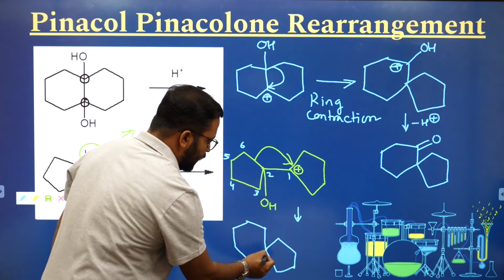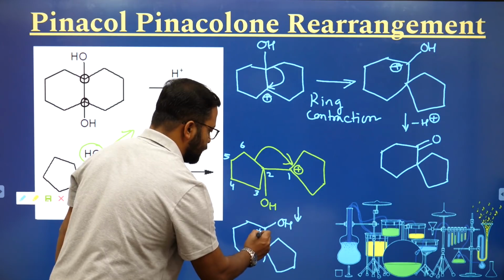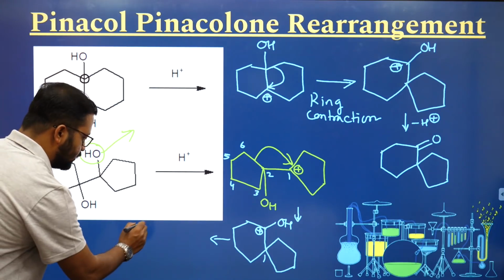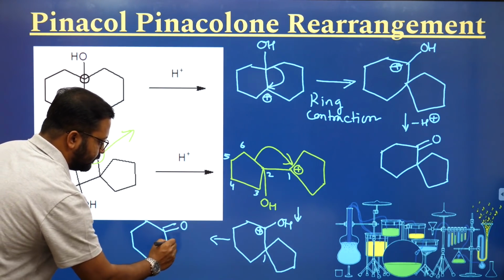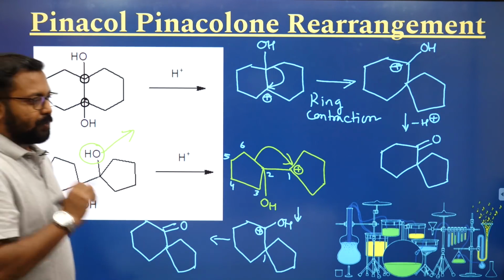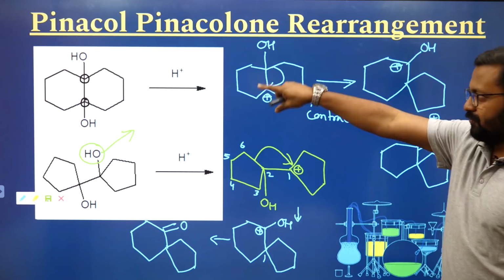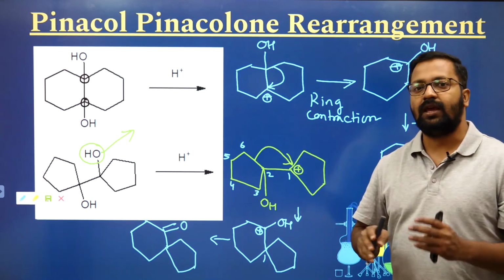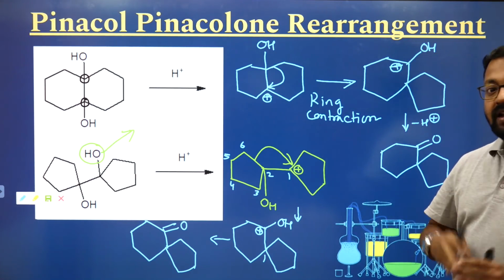This is carbon number 1, carbon number 2 will be this OH, and a positive charge will come here. Finally you will get the product. So the nature of product obtained in both the cases is the same. However, in the first case you are seeing ring contraction taking place, in the second case you are seeing ring expansion taking place. Okay, let's move on to the next question.